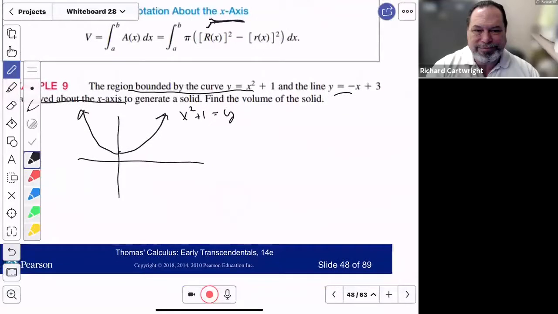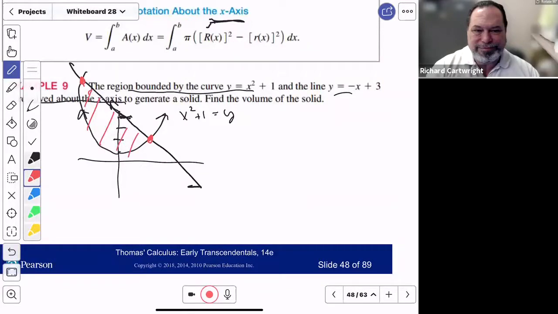The line, y is negative x plus 3. Okay, so the y-intercept's 3 and the slope is negative 1. So there's 3. So I'm going to graph that line here. Obviously I should go out farther and make sure this parabola, okay, there's a cut. And just like before, the region is bounded by their intersection. So I'm going to have that region.